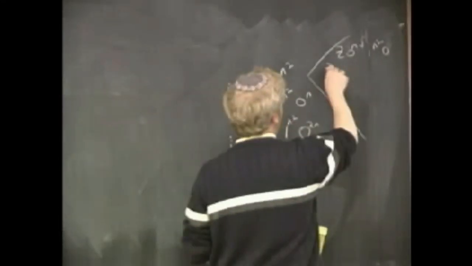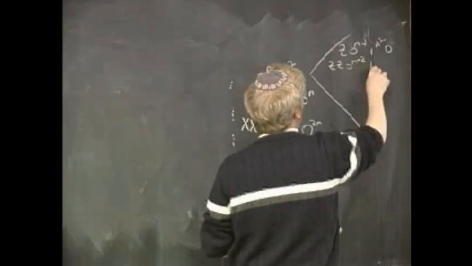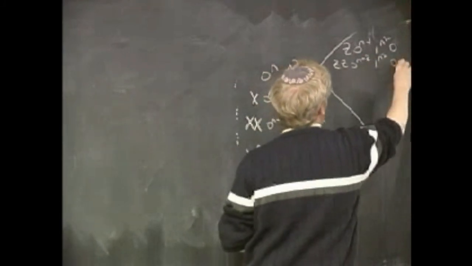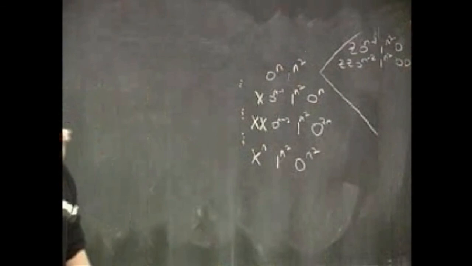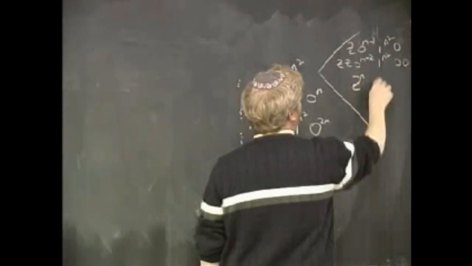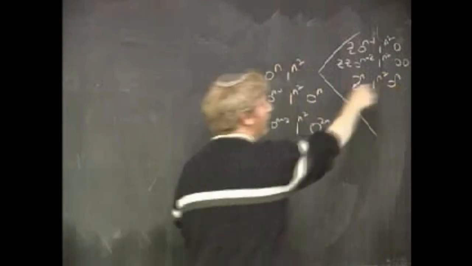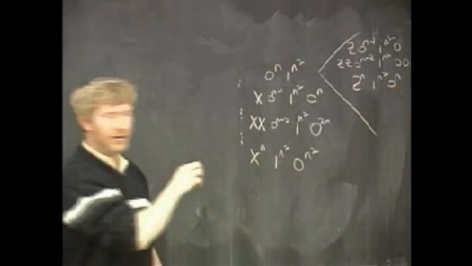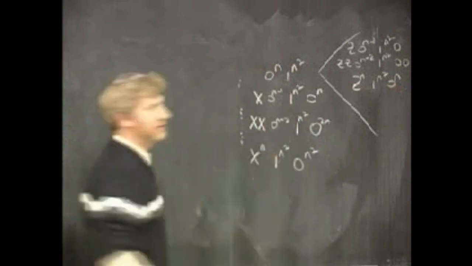Let's expand this out. So it's going to look like this: 0 to the n minus 1, 1 to the n squared, 0. That's what it's going to look like at the beginning. And then the next step is zz, 0 to the n minus 2, 1 to the n squared, 2 zeros. Little by little, we're just going to copy them a bit at a time. Sooner or later, it's going to be all z's, 0 to the n. Then we're going to move back, turn all the z's back to zeros, and get this.